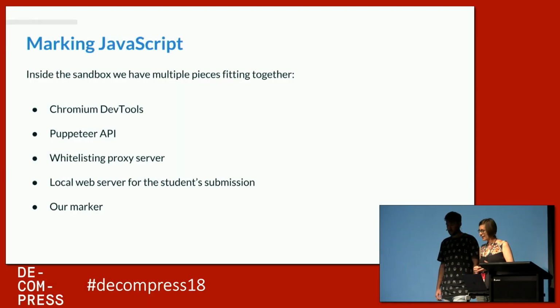And then finally, we have the pièce de résistance, which is our marker, which is a smart level above the API that we're using with Puppeteer.